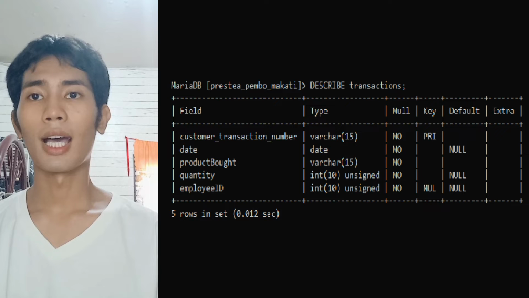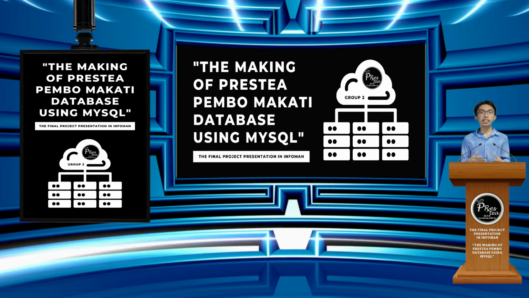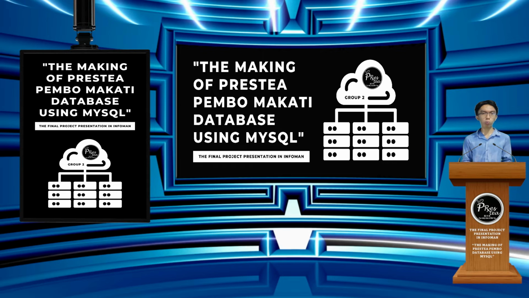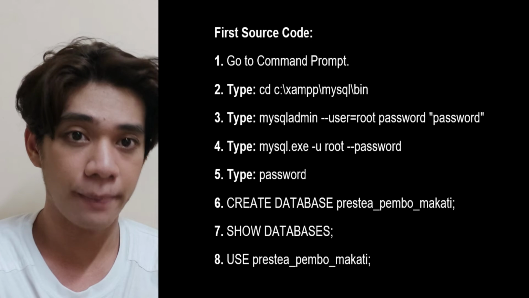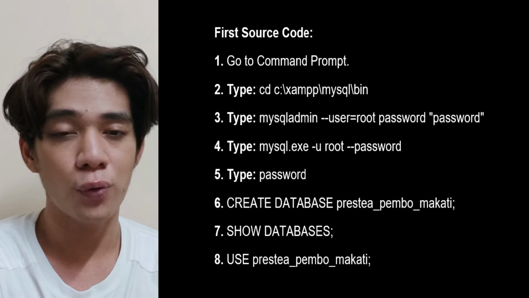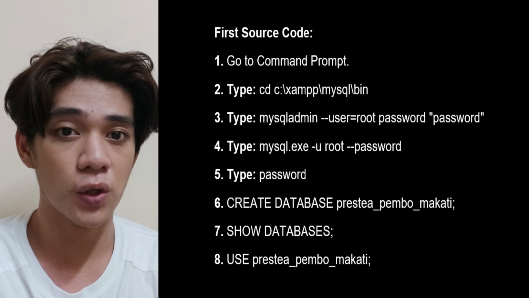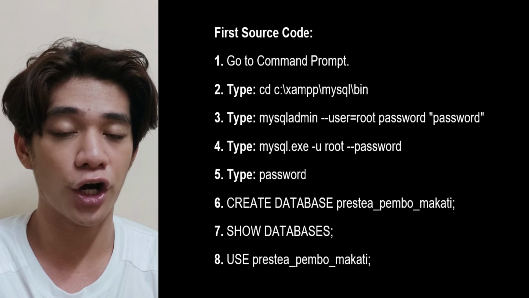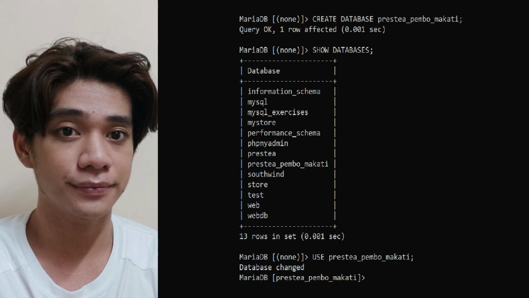So now, I will give the screen to Mr. Rivera. Mr. Rivera, the screen is yours. In this database, we use the following source code, followed by its output. First, CREATE DATABASE pos_pembo_makati, which will output the new database. This database will display and can be used if we type the source code SHOW DATABASES. And putting the source code USE pos_pembo_makati, this is its output.